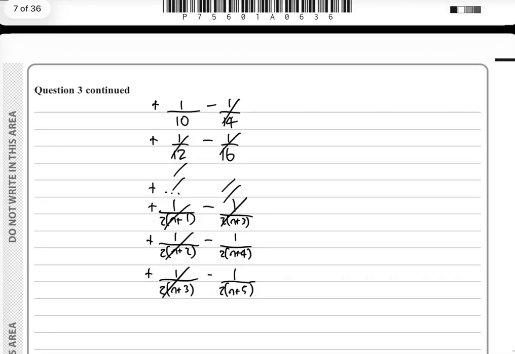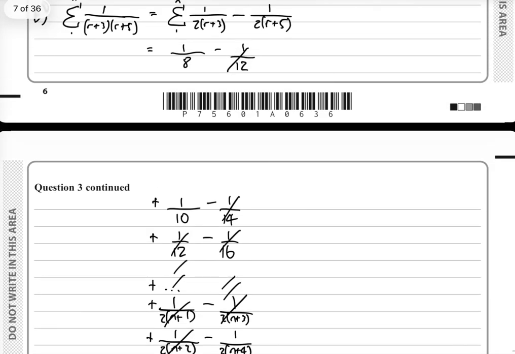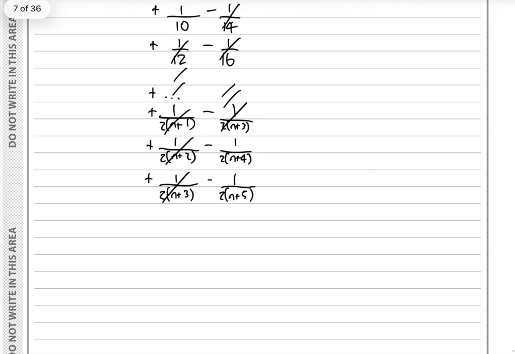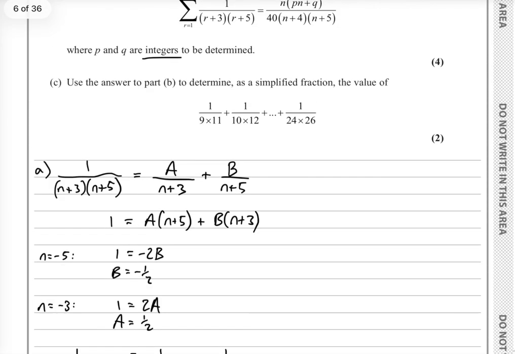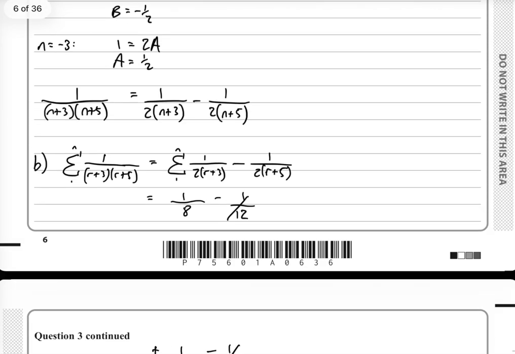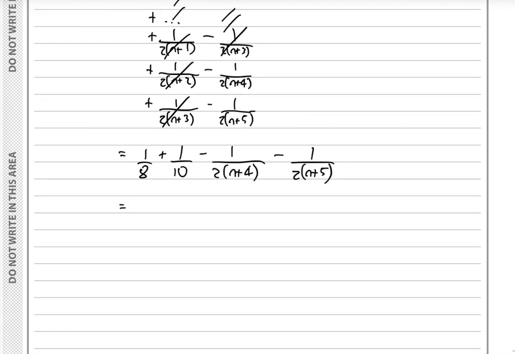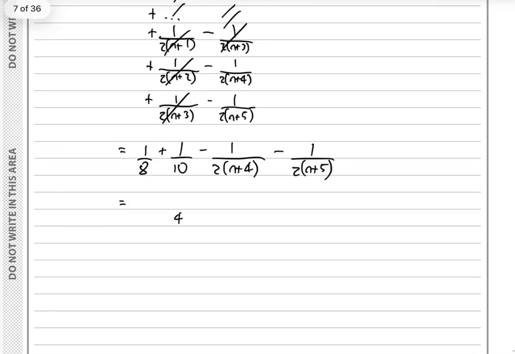So we're left with those last two, and also these first two, 1 over 8 plus 1 over 10 minus 1 over 2(n+4) minus 1 over 2(n+5). Now we've got a bit of work because they wanted it as a big single fraction. The lowest common multiple between those denominators is 40(n+4)(n+5), which, if my memory serves, matches the answer given in the question.